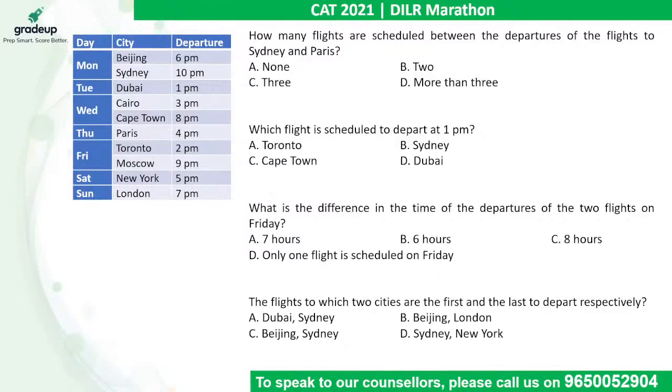It's a complete MBA preparation channel. Okay, so flights to Sydney and Paris, how many are in between? 1, 2, 3, 3 are in between. Depart at 1 p.m. the Dubai flight. The time of departures of the two flights on Friday, the Friday timing is 7 hours. And the last one: the flights to which two cities are the first and the last to depart? First is Beijing, last is London. Okay, so that is the answer to this question.